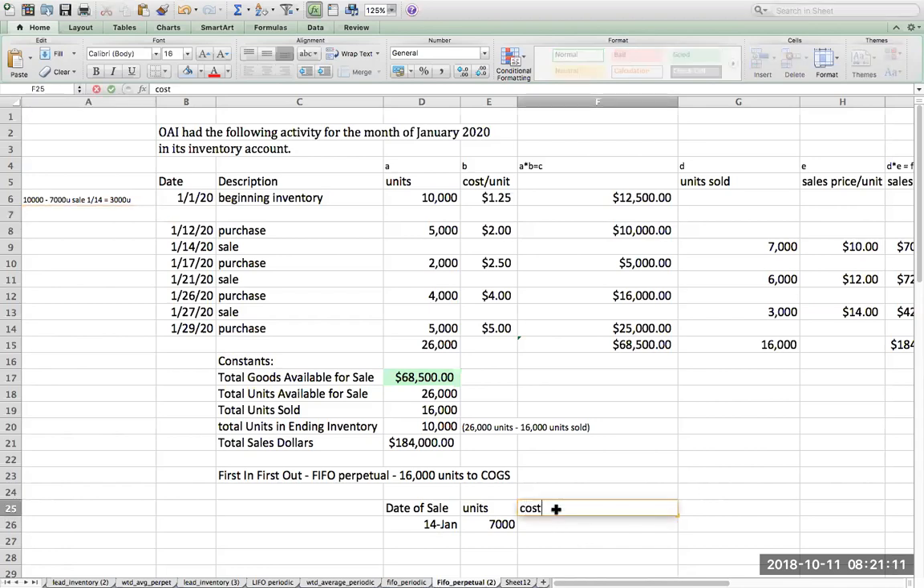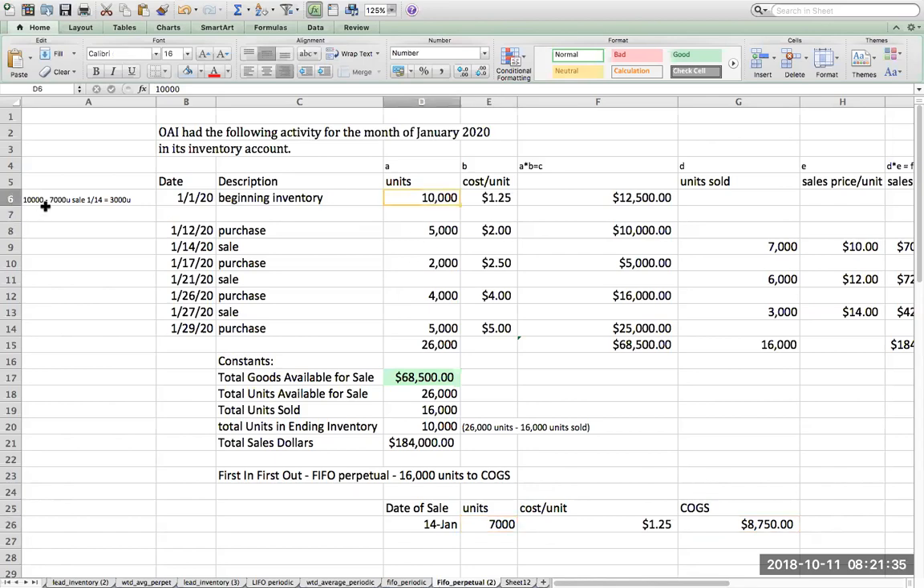Okay, so January. So right here, my cost per unit is going to be $1.25 from this inventory. So here my cost of goods sold is going to be 7,000 times $1.25, or 8,750. Because I sold 7,000 of these units, I need to remove this here like I indicated over here, and I now have 3,000 units left. So I've done this here for 7,000. What's my magic number? I need to get to 16,000 sold units.